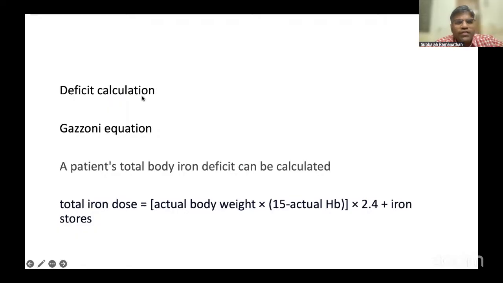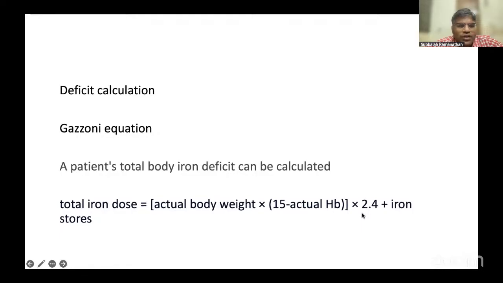So another important thing is the deficit calculation. Whenever IV iron is going to be administered, there's the famous Ganzoni's equation. So how to calculate it? Total body iron deficit is calculated by this formula. You should know the weight of the patient. 15 minus the actual hemoglobin of the patient has to be multiplied with the body weight of the patient, and 2.4 times. To that, you have to add the iron stores, depending on whether the patient is lactating or pregnant. It would be around 0.5 grams or 500 milligrams or something like that. So roughly, in severe anemias, around 1.5 grams or 1500 milligrams would be the usual total iron deficit. So you can remember: 15 minus hemoglobin, into body weight, into 2.4, plus the additional for the stores.